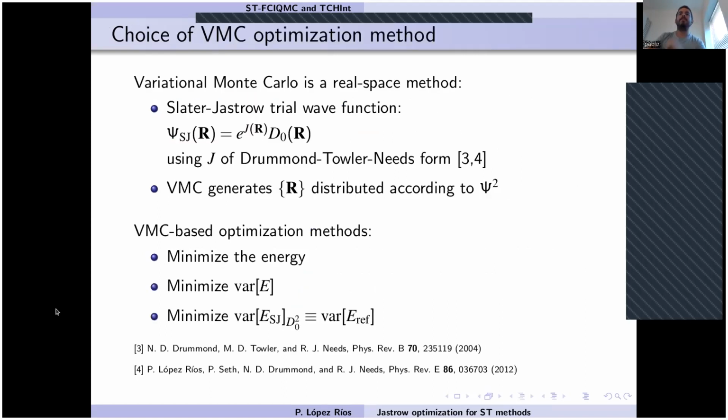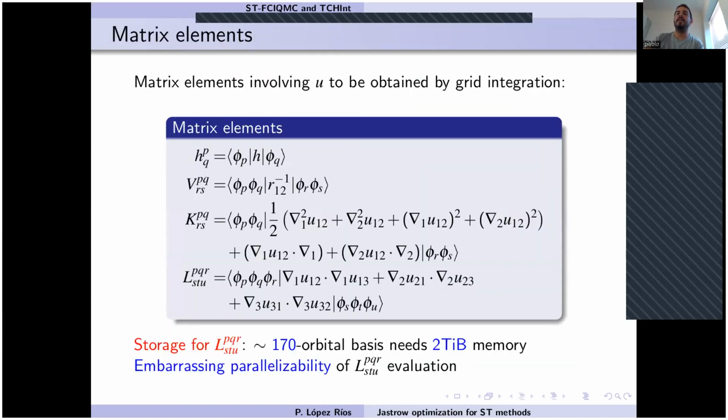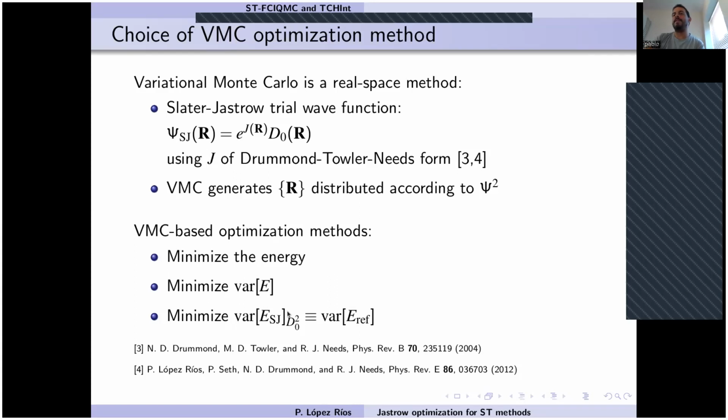I'm going to talk about the optimization. So how is optimization performed in VMC? Basically, VMC samples a trial wave function and generates a set of electronic configurations in real space distributed according to the square of this trial wave function. And then when you have those configurations, you can choose to minimize the energy, or the variance of the energy, or this other alternative, the variance of the reference energy, being the first value that I showed here. This energy is significant because that's the starting point for the FCIQMC calculation. It's more significant to the FCIQMC calculation than the VMC energy itself is. So, okay, we have 3 alternatives there.